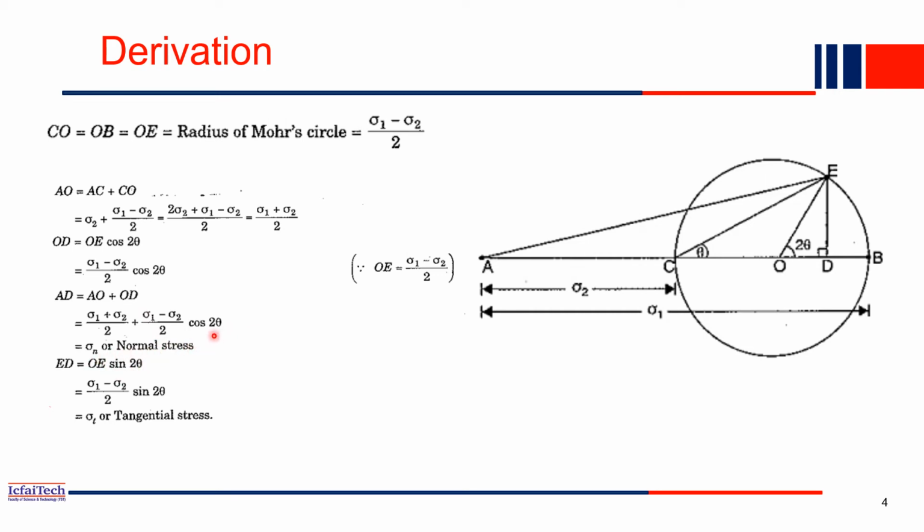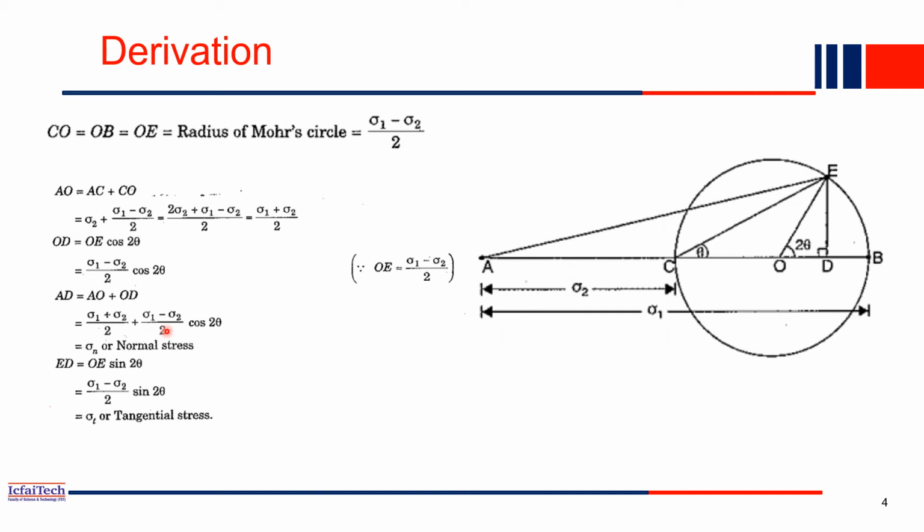So this is basically the normal stress in that oblique plane. In the last class we have shown that for oblique plane theta, this is the normal stress AD. Now what is ED? ED will be simply O's sine component. So O's cos component was OD and sine component is ED. So just substitute the value, we will get the tangential stress.